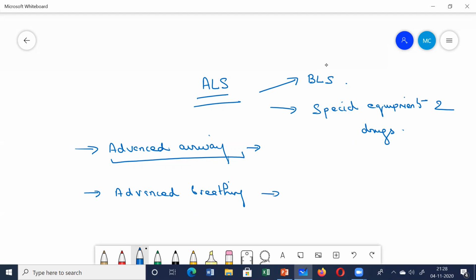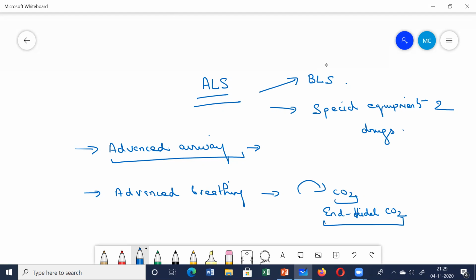With the help of this capnograph, we are going to detect the exhaled carbon dioxide. It's also called an exhaled carbon dioxide detector. So how much carbon dioxide you are exhaling out is detected by this detector. You can also say it is the end tidal carbon dioxide capnograph. In fact, end tidal carbon dioxide is the gold standard to confirm the position of this tube in the trachea.